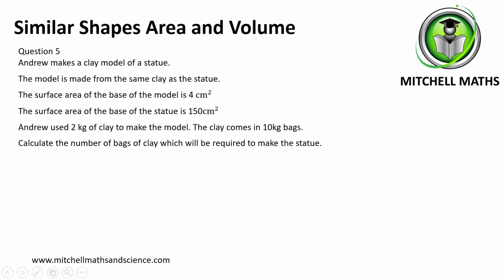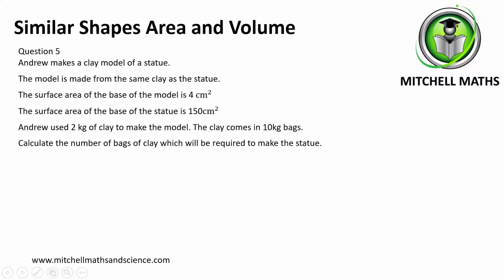Question 5. This is a worded question. Andrew makes a clay model of a statue. The model is made from the same clay as the statue. The surface area of the base of the model is 4 centimetres squared, and the surface area of the base of the statue is 150 centimetres squared. Andrew used 2 kilograms of clay to make the model, and the clay comes in 10 kilogram bags. Calculate the number of bags of clay which will be required to make the statue.